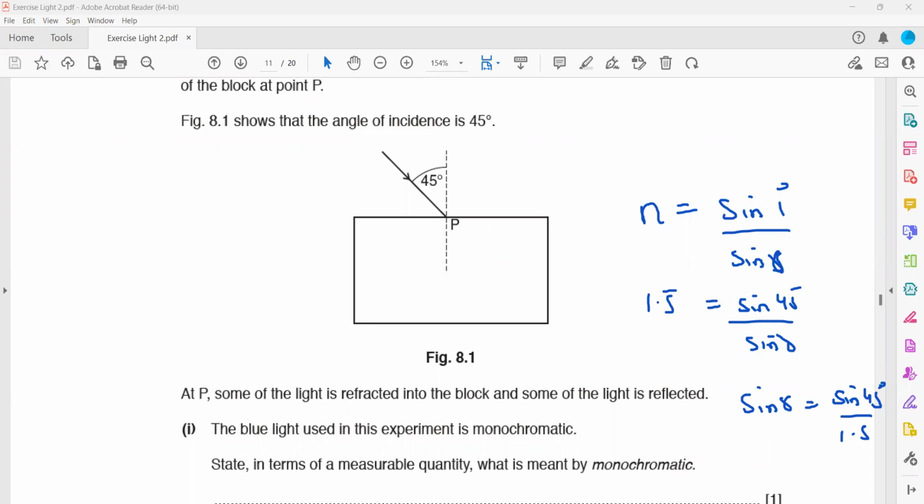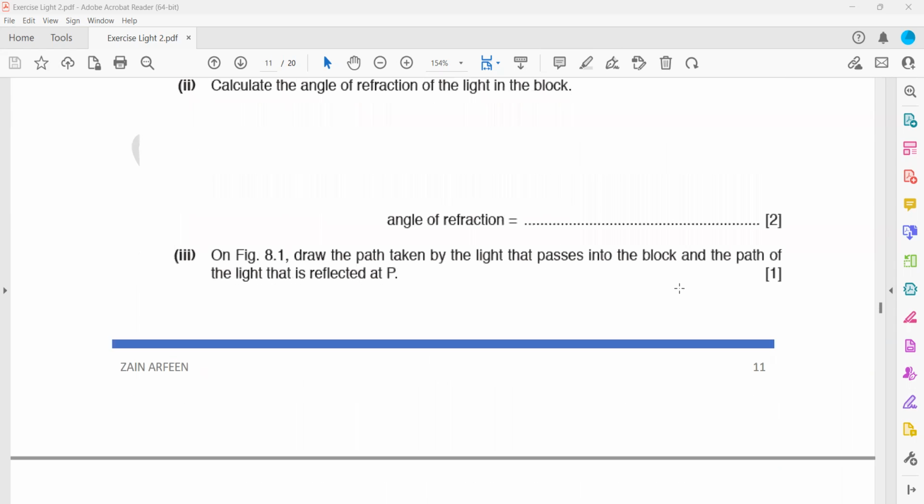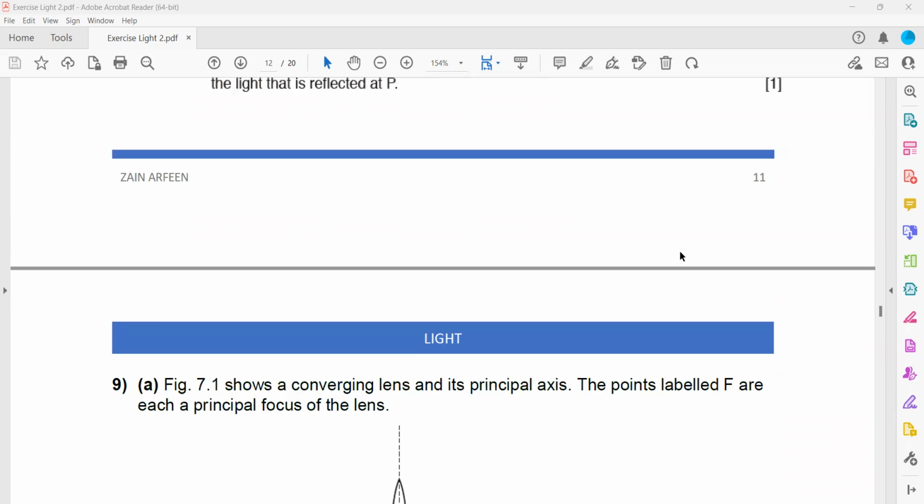So what will the answer be? The final answer is sine 45 divided by 1.5. What's the answer? 0.471. The final is 28. 27.8, I think. One student mentioned 27.8. It's 27.8, or you write 28.